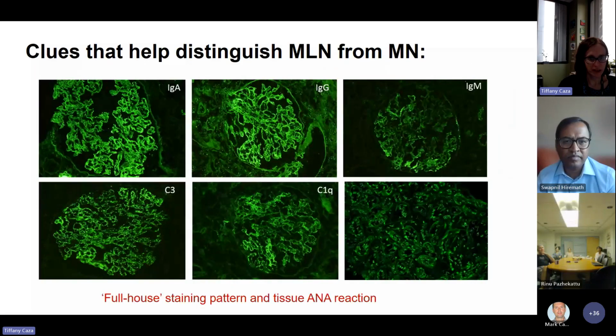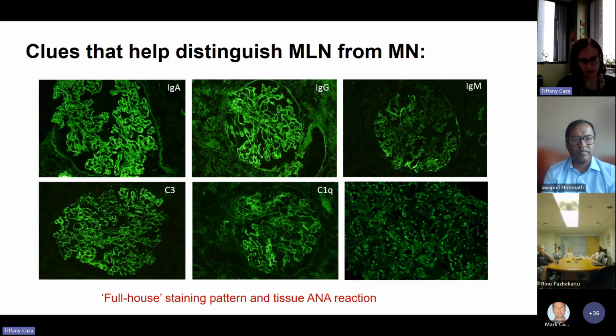But some clues would be immunostaining for more than just IgG and C3. Having IgA and IgM heavy chains is less common in non-lupus membranous, as is intense C1q staining. And you can have a tissue ANA reaction, so IgG staining nuclei throughout the kidney biopsy, which happens within tubular epithelial cells and within podocytes, similar to what you see with HEp-2 cells in culture for measuring anti-nuclear antibodies.